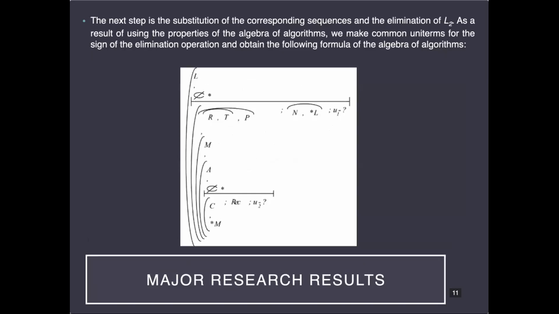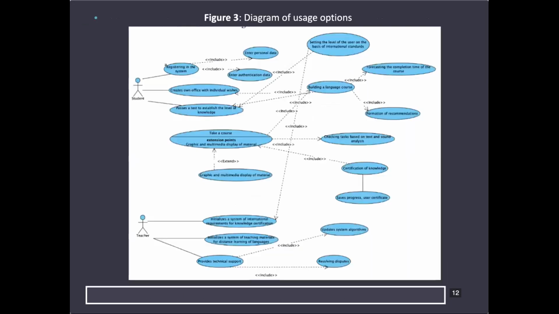The next step is the substitution of the corresponding sequences and the elimination of L2. As a result of using the properties of the algebra of algorithms, we make common unit terms for the sign of the elimination operation and obtain the following formula of the algebra of algorithms.